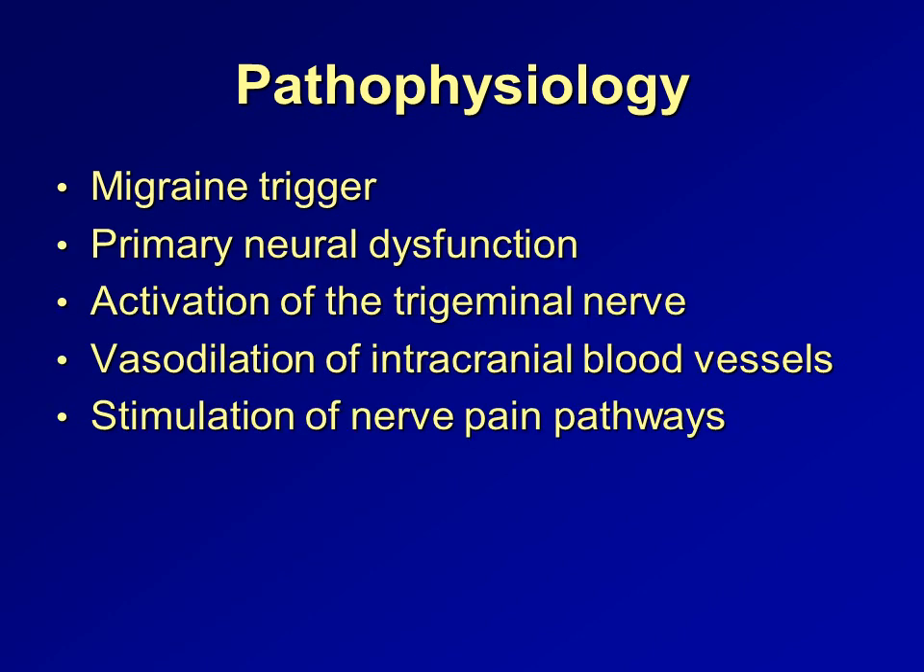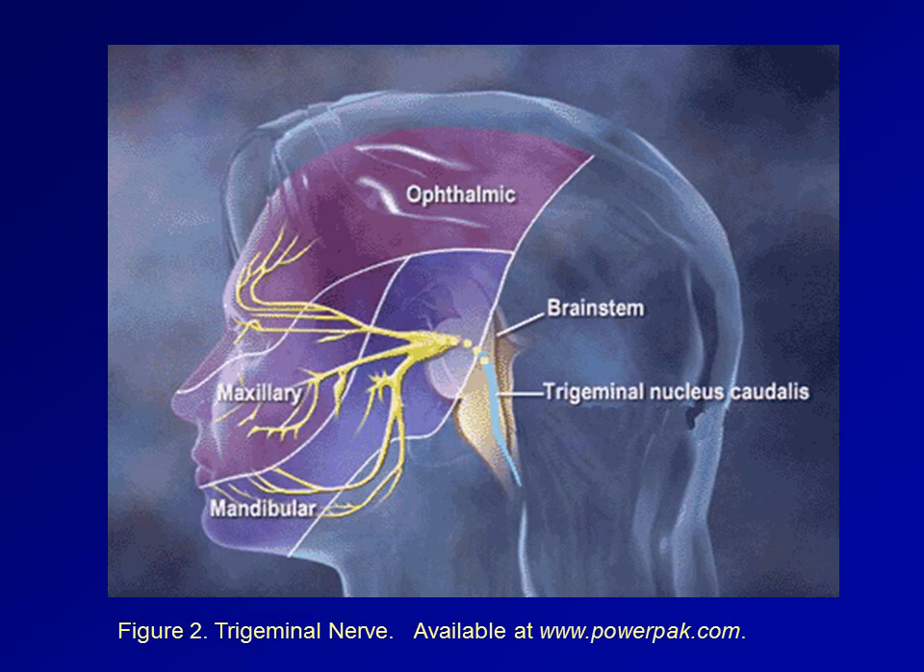The pathophysiology of migraine is a complex interrelation of a migraine trigger, which causes neural dysfunction, activation of the trigeminal nerve, vasodilation of intracranial blood vessels, and ultimately stimulation of nerve pain pathways. The graphic on this slide actually demonstrates how the migraine disorder is caused by a stimulation of the trigeminal nerve pain pathways. The trigeminal nerve innervates numerous areas of the head, face, and neck, and this may be one reason why migraine pain can affect many areas of the head, face, and neck.